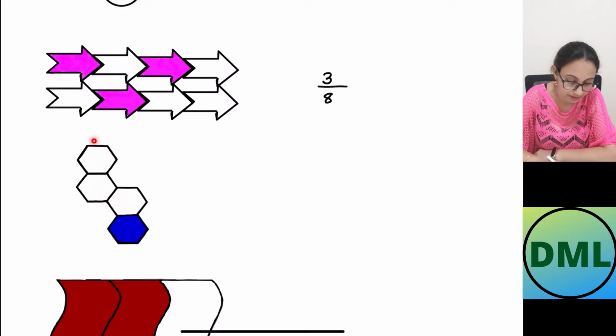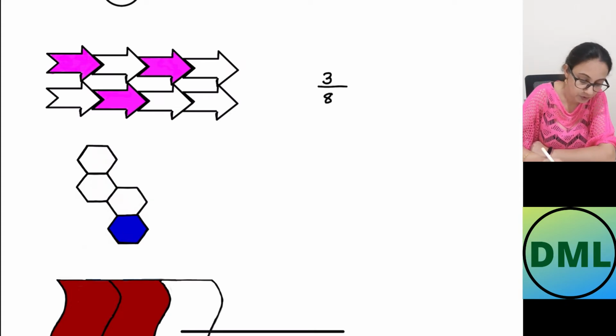So these are the hexagons you have. Now I have to look for colored hexagons. So first I will see how many hexagons I have. I have 1, 2, 3, and 4 hexagons. So I will write down 4 in the denominator.